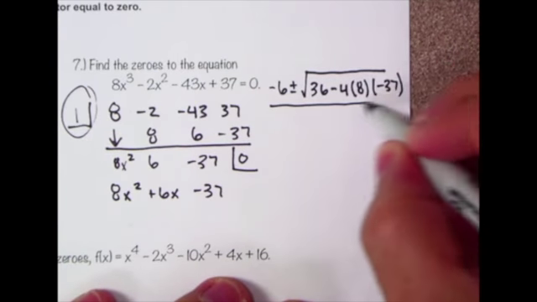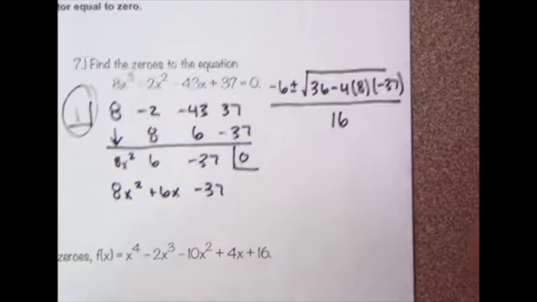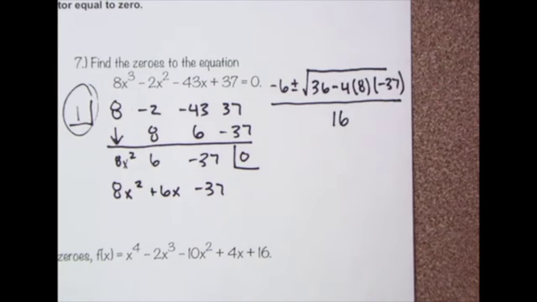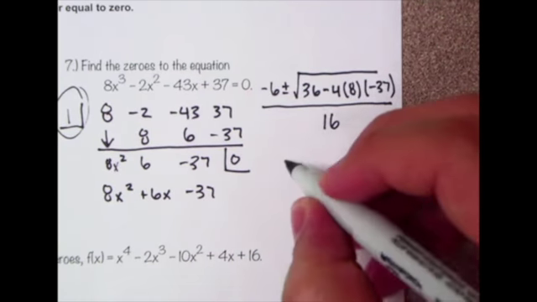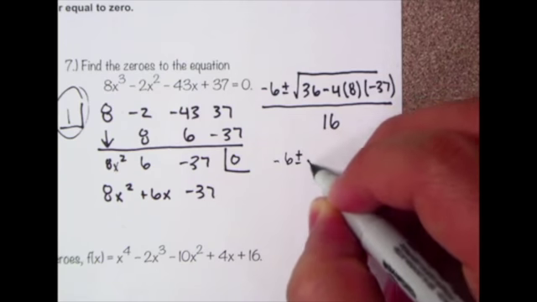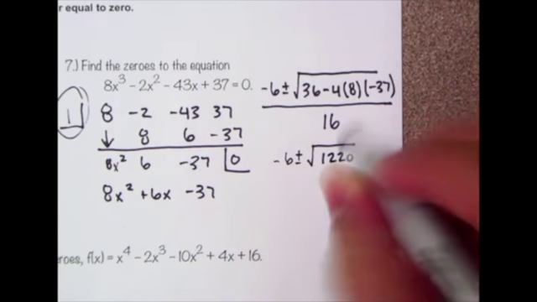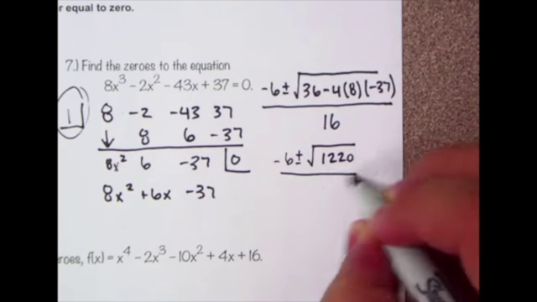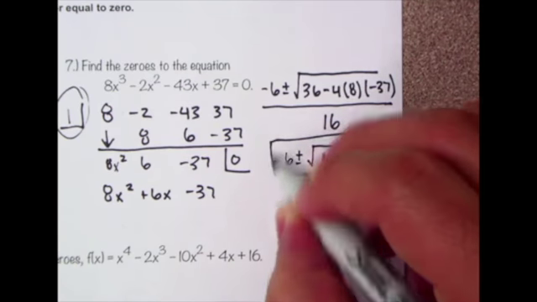All over 2 times a, or 16. Now, when doing the quadratic formula, what I told you is you always do the discriminant first. So in my calculator, I'm going to do 36 minus 4 times 8 times -37. And it looks like I get 1220. So -6 plus or minus the square root of 1220. And you just do a real quick check and see if that's a perfect square. It's not, so there's your other 2 answers.